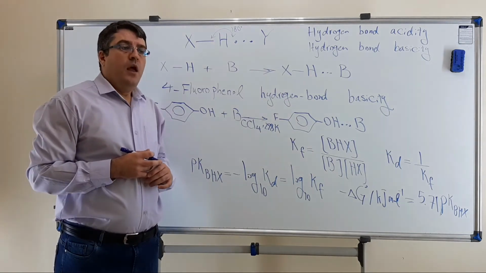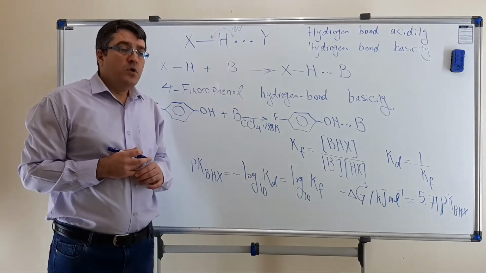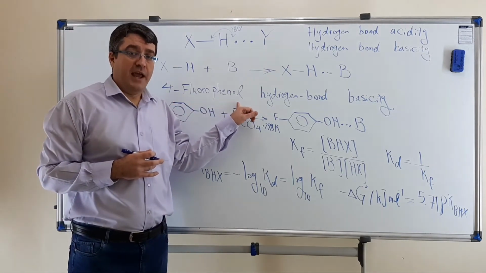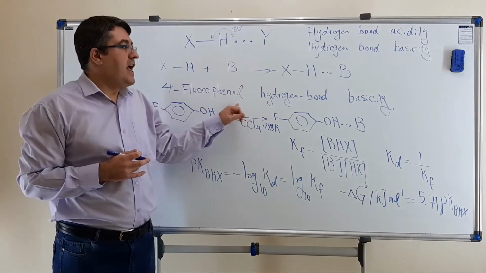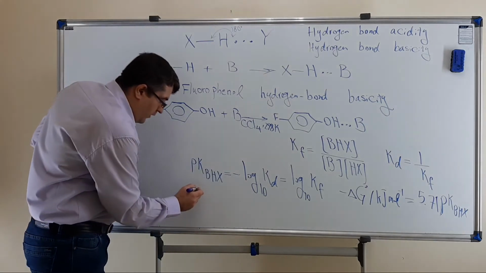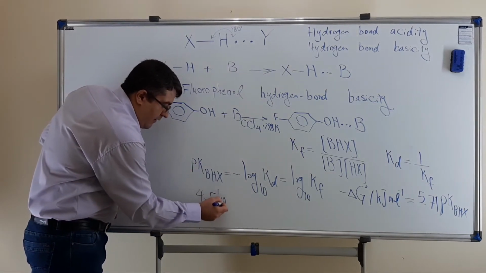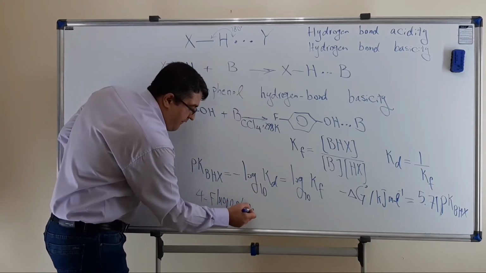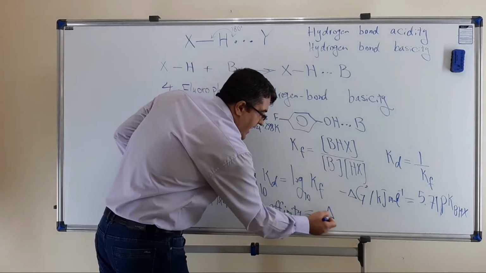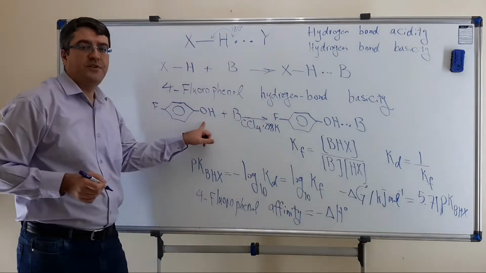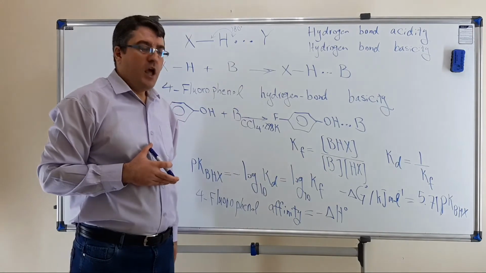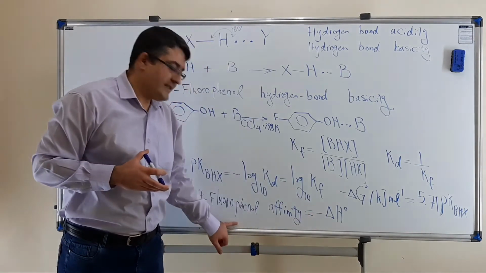In addition, Laurence and Gal in their book have discussed the 4-fluorophenol affinity scale, which is the negative of the enthalpy change for this reaction. They have provided about 300 values for this scale.